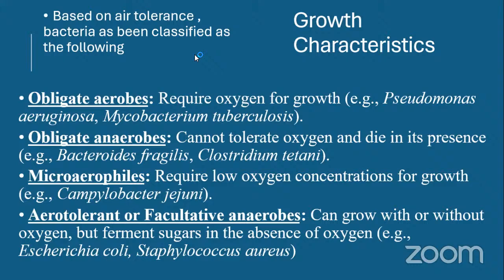Then we have facultative anaerobes, also known as aerotolerant. They can grow with or without oxygen. Examples are E. coli, Escherichia coli, and Staphylococcus aureus. These organisms are classified based on their air tolerance, how they tolerate the air in their growth form. So when they are growing, the measure of air available to them will determine their growth condition. You can easily classify these organisms based on how they grow in the presence or absence of air, or at a moderate provision of air, which is microaerophilic.